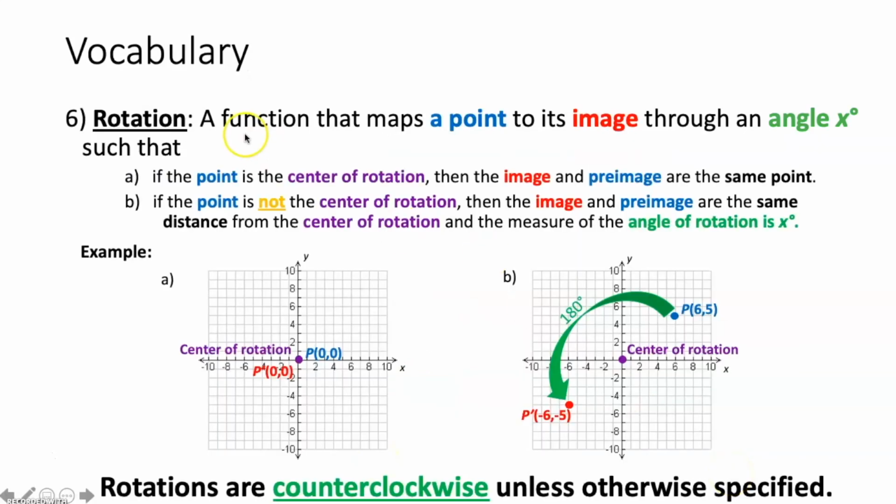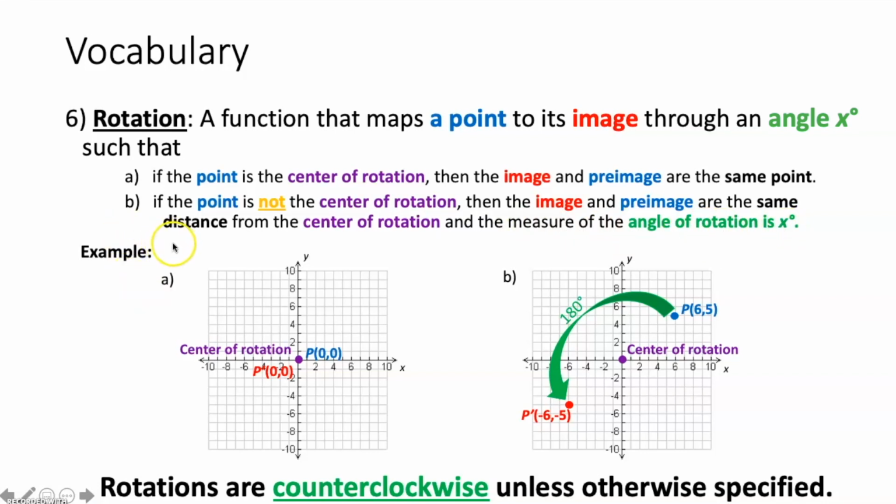Now, a rotation is a function that maps a point to its image through an angle x degrees, such that if the point is the center of rotation, then the image and the pre-image are the same point. If the point is not the center of rotation, then the image and the pre-image are the same distance from the center of rotation, and the measure of the angle of rotation is x degrees.